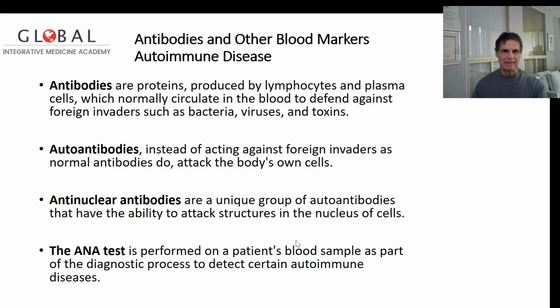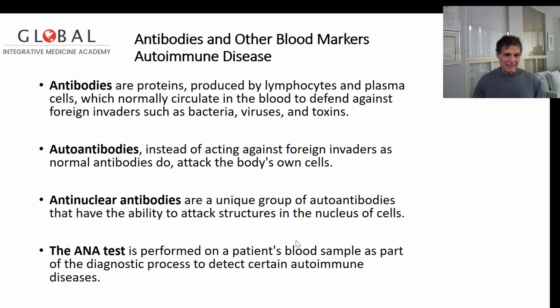So with respect to antibodies and other blood markers of autoimmune disease, antibodies are proteins produced by lymphocytes, the B lymphocytes, and plasma cells. Remember, they come from the same lineage, which normally circulate in the blood to defend against foreign invaders such as bacteria, viruses, yeast, and toxins. And then you have autoantibodies. Instead of acting against a foreign invader, as normal antibodies do, these autoantibodies attack the body's own cells or a certain type of tissue. Then you have anti-nuclear antibodies. They're a unique group of autoantibodies that have the ability to attack structures in the nucleus of the cell itself.